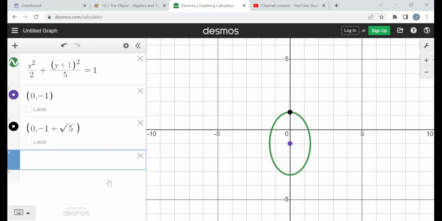And then I'll just plot one of the co-vertices. It was at positive square root of 2, comma, negative 1. And you see that red point? It's definitely on the ellipse. And if I do negative square root of 2, comma, negative 1, it will be on the other side. And then you can plot the foci inside the ellipse as well on the major axis. But again, the foci are not actually solutions. So, looks good.